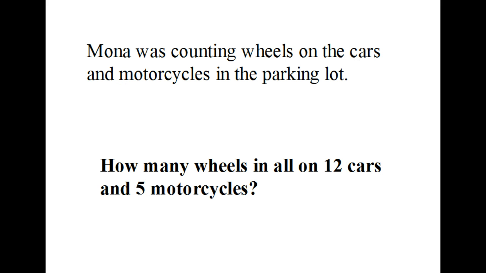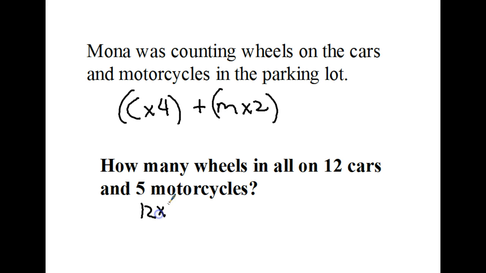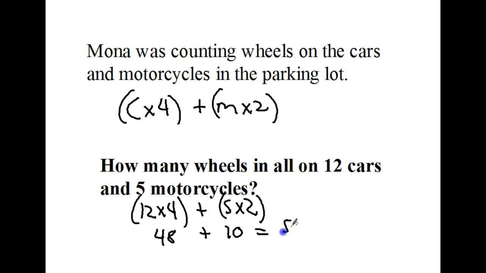She's still counting cars and motorcycles. So cars times 4, plus motorcycles times 2. And just come down and solve. She's got 12 cars, so that would be 12 times 4, plus 5 motorcycles, 5 times 2. And then solve. 12 times 4 is 48, plus 5 times 2 is 10. 48 plus 10, 58 wheels.